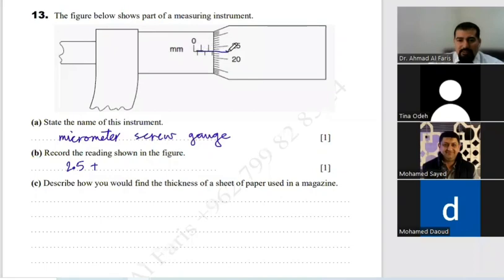With the readings that I'm going to take, that's how many small details we have. How much is the reading here between 20 and 25? You can see 20, 21, 22, 23, 24, 25. So it's 23. But as I told you, each one complete revolution as we screw it is half a millimeter. Okay, it's half a millimeter.